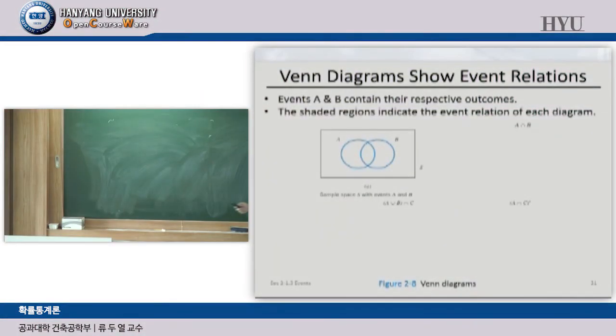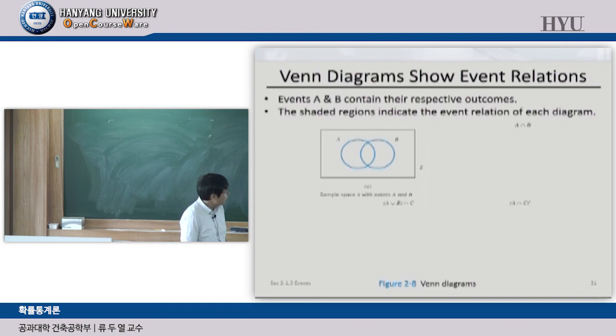Today we are going to learn about Venn diagrams. Venn diagrams can be effectively used to show event relationships. For example, there are events A and B containing their respective outcomes, and the shaded regions indicate the event relation of each diagram. So this is the typical example of a Venn diagram, including event A and event B.